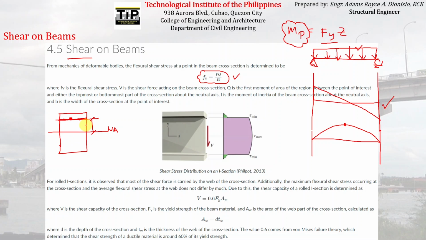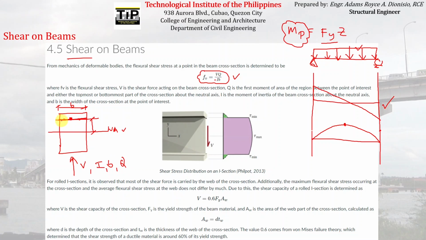First, we need to have the demand, the shear force V that is acting along the cross section. And then we need the I, the moment of inertia. We know how to compute the moment of inertia with respect to the neutral axis. B is the width of the particular part of the cross section that you want to investigate the flexural shear stress. So for example, in this particular case, this is what we call B. This is the width of the certain portion of the cross section that we want to investigate the shear stress.